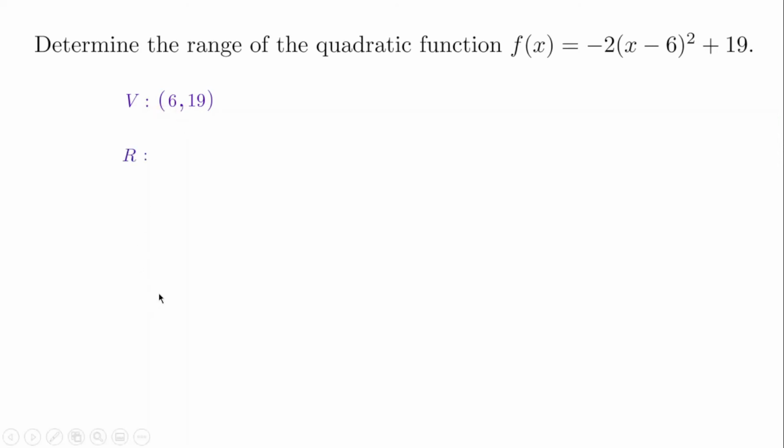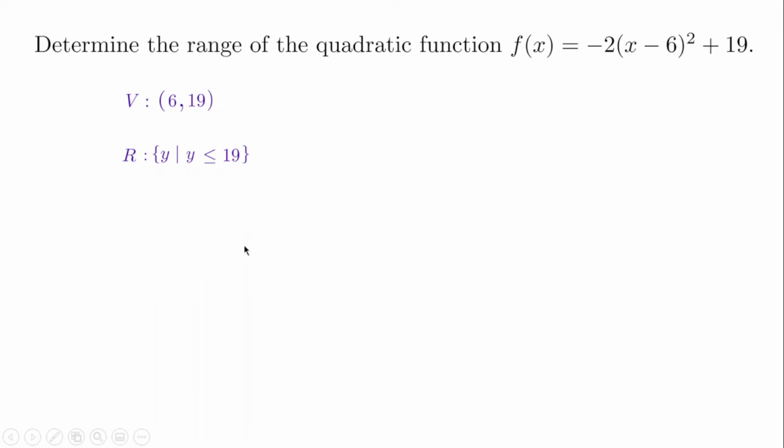And then the range will be, we have y. Take note, the value of a is negative, meaning the graph is opening downwards. And so the vertex is the maximum point. So the k value here will be the maximum value for y. So the range we can write as y is less than or equal to 19. And then write it in set notation.